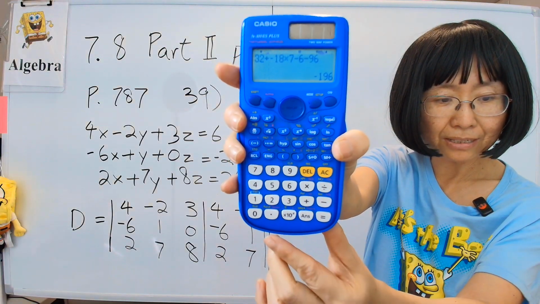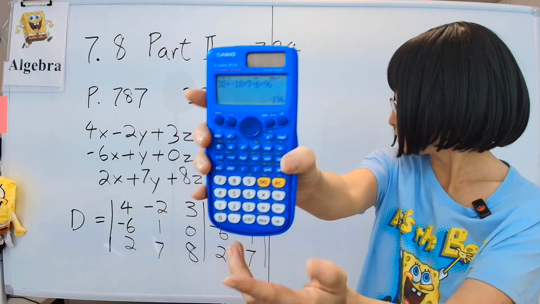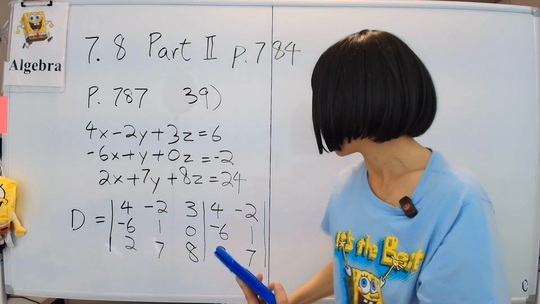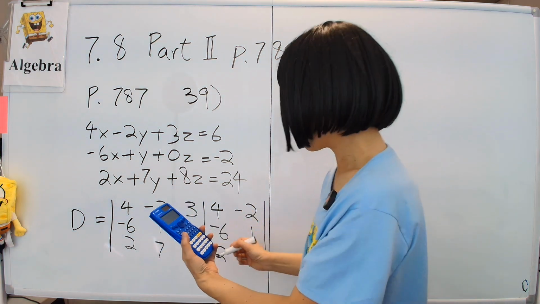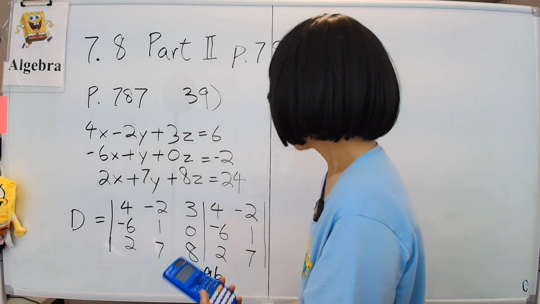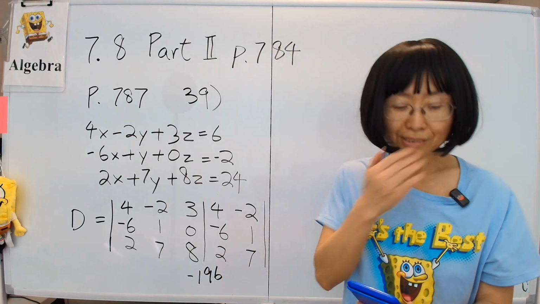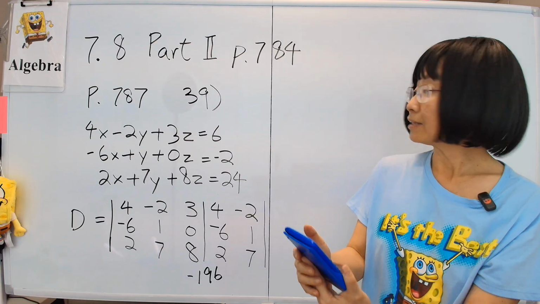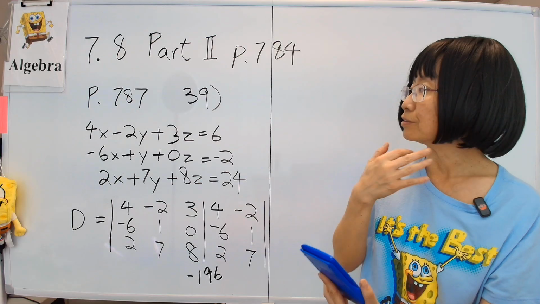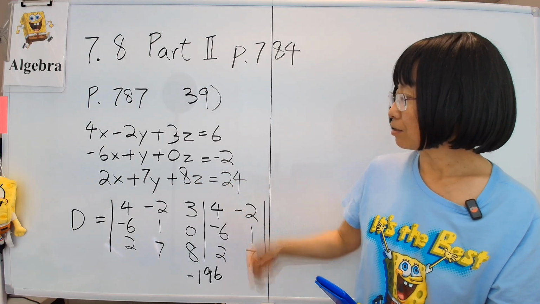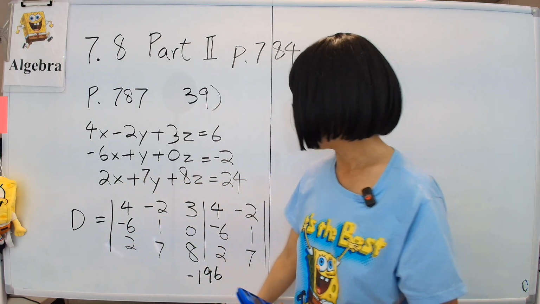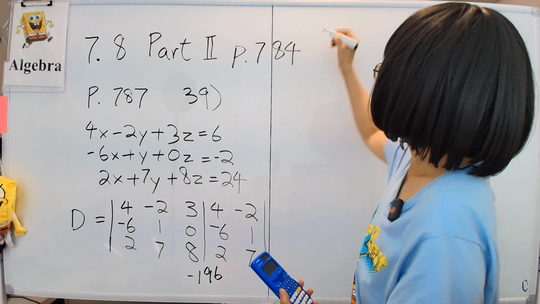So let's see what it says. That doesn't look so great, but oh well. Let's say this is right for the moment. I will worry about it later. So this is negative 196. Anyway, I wish it was a nicer number, but it's not. And the next thing we need to do, by Cramer's rule, is calculate all the other determinants. That is, we need to calculate dx, and then dy and dz.